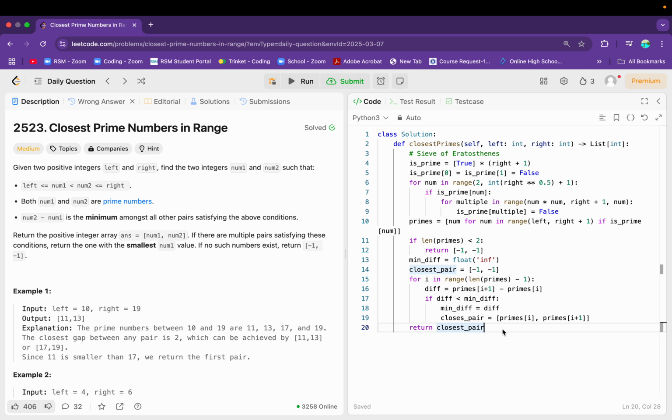And for the memory or space complexity, since we are actually storing this Boolean prime list, it is going to be big O of n, a linear solution for the memory or space complexity.